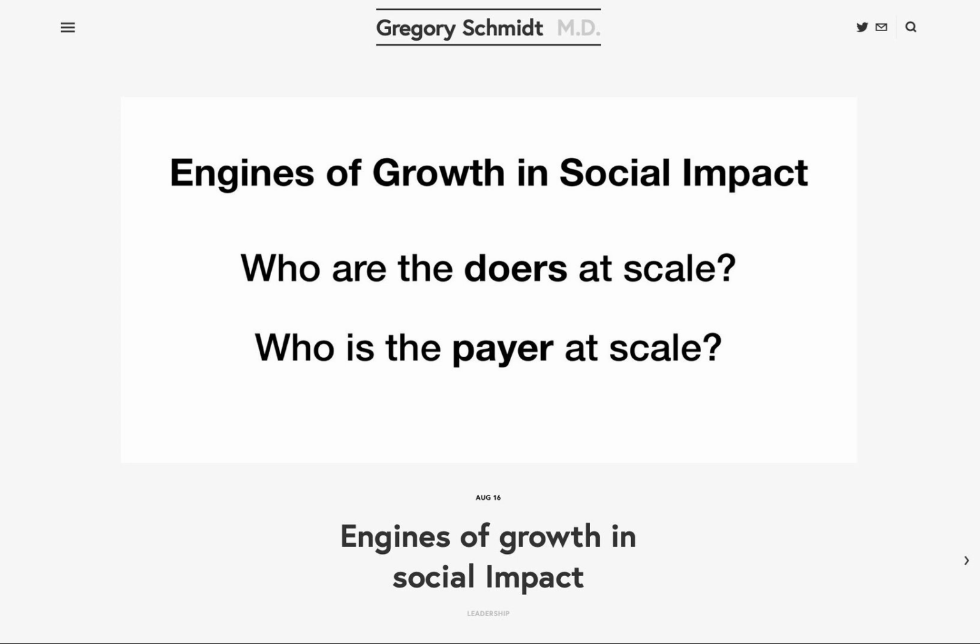Engines of growth in social impact. For a social impact intervention to work, it must find a successful value hypothesis and impact hypothesis, but it also must have a successful growth hypothesis. And so this post will summarize the ways in which you can scale a social impact project based on the book by Ann Mei Chang, Lean Impact.